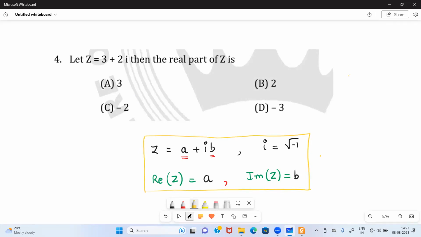So now you can clearly see, when I say z is equal to 3 plus 2i, the real part is a, which is 3. The imaginary part is b, which is 2. Clear, students? Therefore, here we are asked to find what is the real part of z. Real part is the one without the i, which is nothing but 3. Therefore, the answer is the first option. Is it clear, students? Now let's move on.